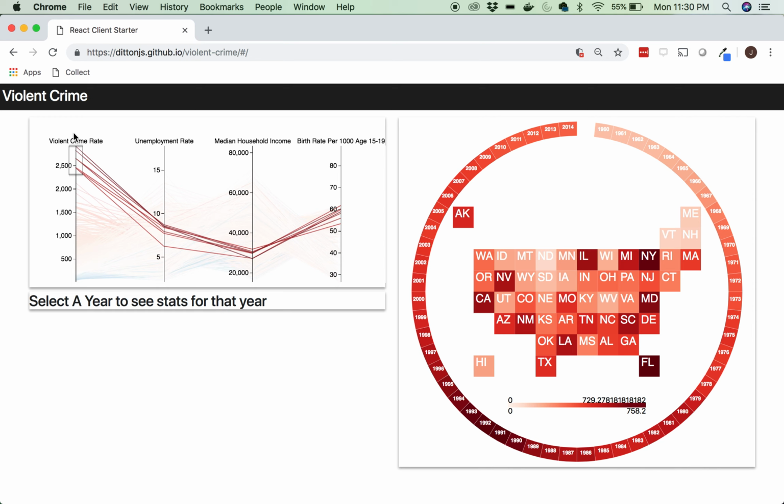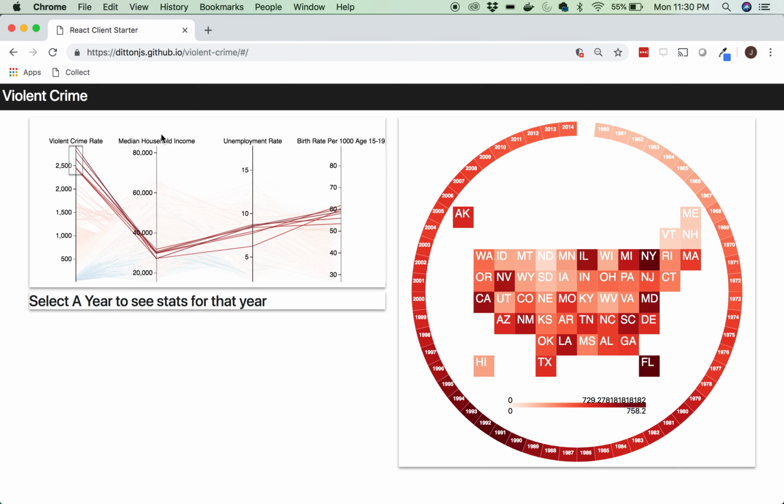So we can highlight, for example, these top several data points to see what the other attributes of those particular states for those years were, those that had high violent crime rates. And we can see that, for example, violent crime is not necessarily correlated to a high unemployment rate.